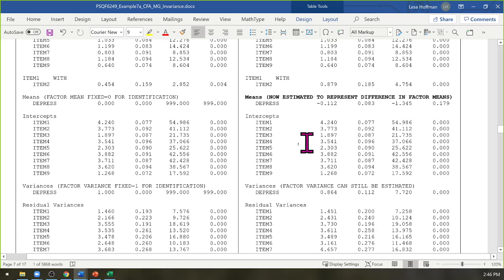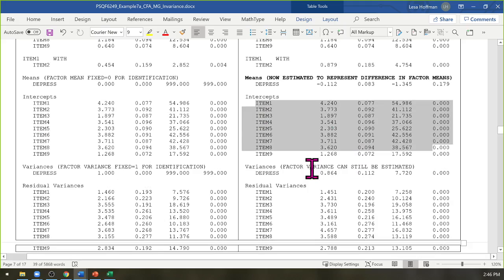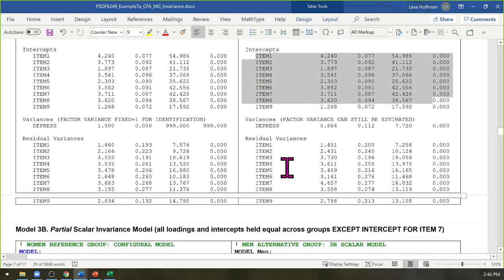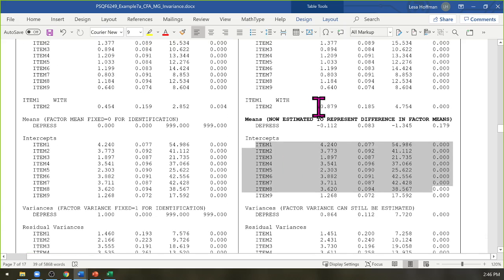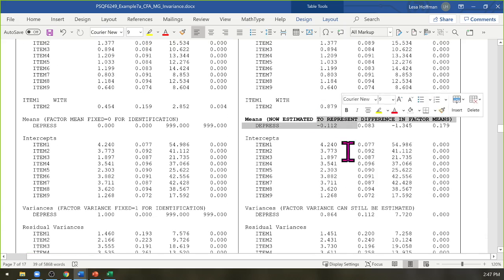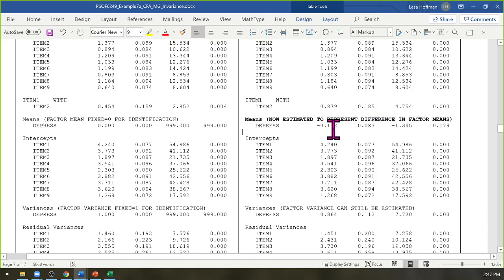So here's the results where the intercepts are forced to be equal between groups. The mean of the factor is estimated in the alternative men group. It looks like they are slightly lower on average, although not significantly. So the p-value in the last column is actually something that's useful for a change, because it's testing the factor mean in the men relative to the women, because 0 is the reference point for the women.